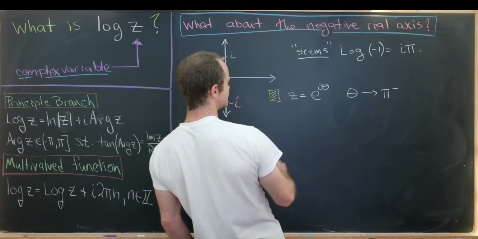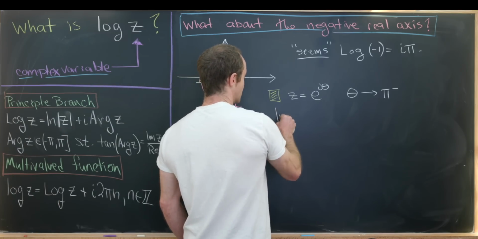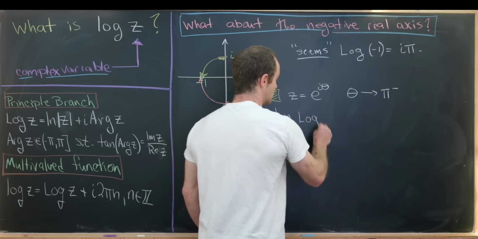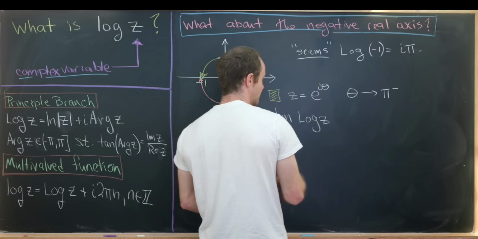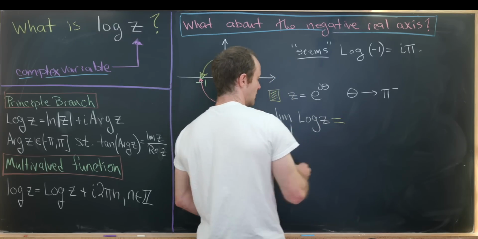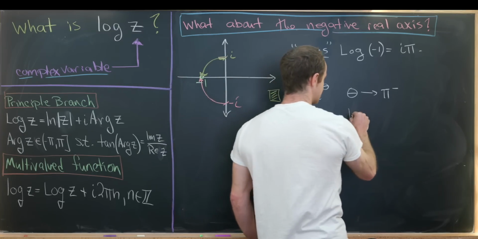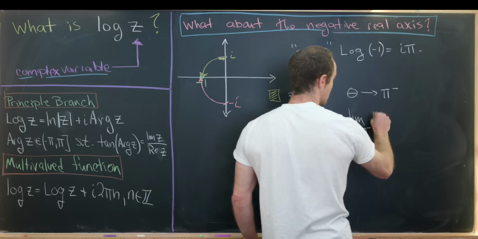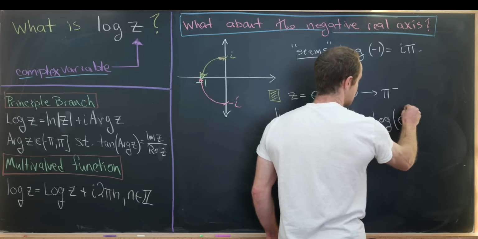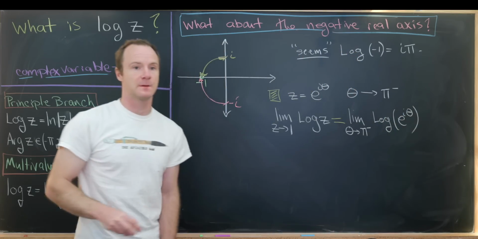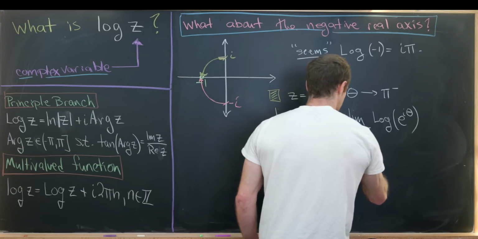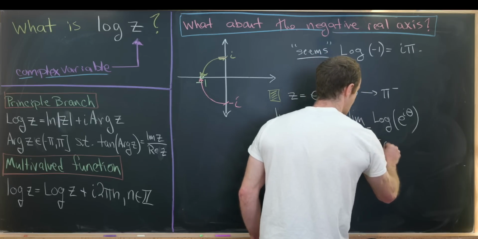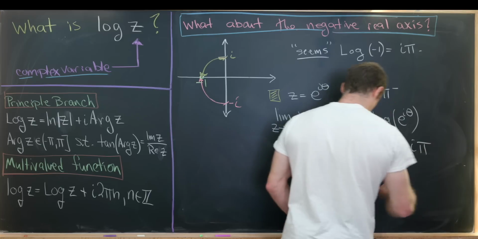Okay, so we've got the limit as z approaches -1 of the log of z along this arc of the circle. That is the same thing as the limit as theta goes to pi from below of the log of e to the i theta. But that's going to be equal to the limit as theta goes to pi from below of i theta, which gives us i pi.